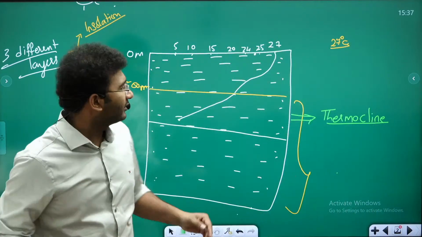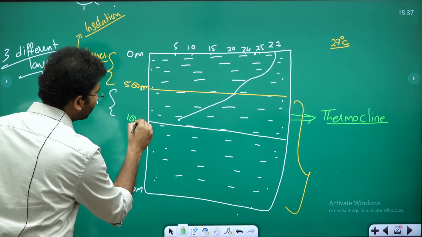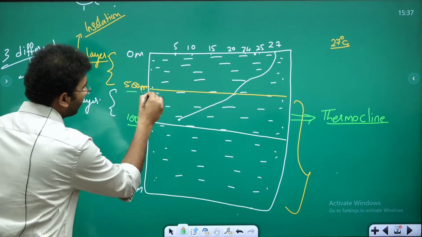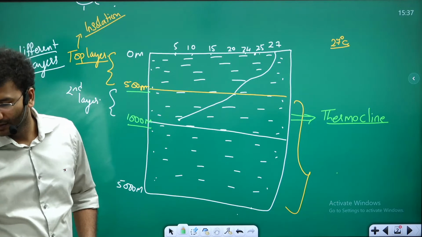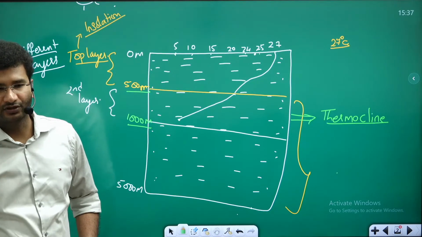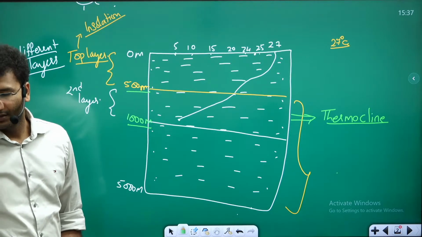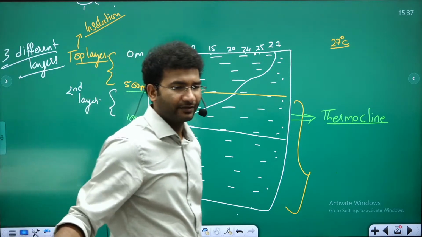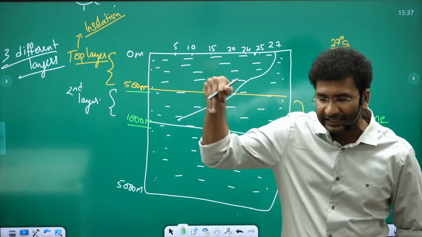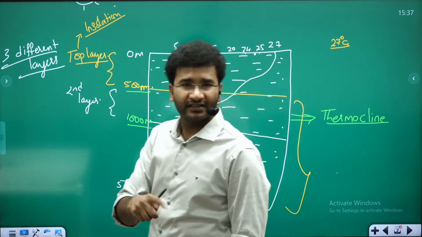Now this is present between 500 to 1000 meters ki beach mein, you will get to see. You will see this up to 500 to 1000 meters: decrease in temperature with increase in depth. This is what you will get to see. Decrease in temperature with increase in the depth.